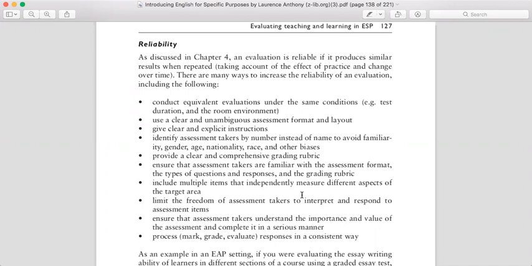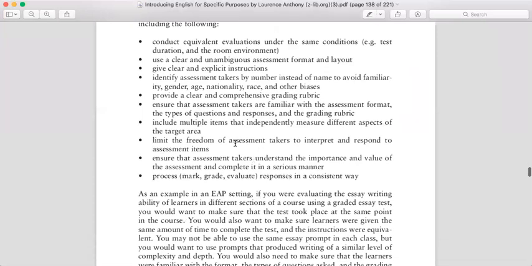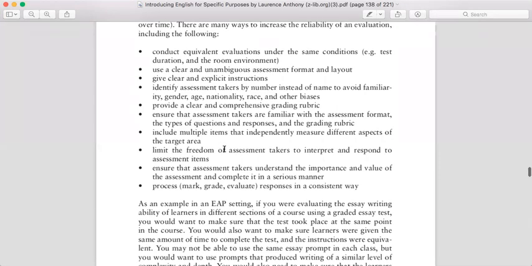So this can include multiple items that independently measure different aspects of the target area. So that really depends, whatever you have taught them, you would be including it in the paper. That would improve the reliability. So limit the freedom of assessment takers to interpret and respond to assessment item. That means the more objective questions are in the paper, the more would be the reliability of evaluation.